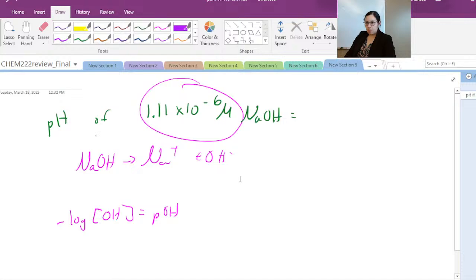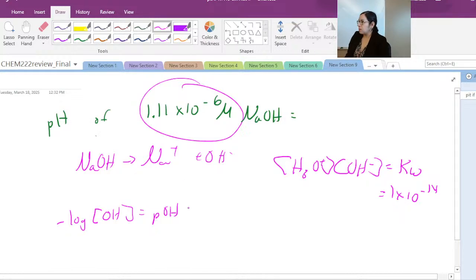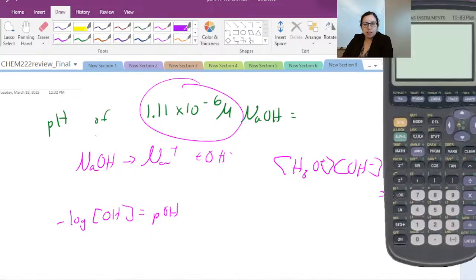Excellent. And right, you could have done other ways to get there because you could also plug this in for KW if you prefer that, right? Hydronium times hydroxide equals KW, which was just 1 times 10 to the negative 14. So same thing as this approach. That's the nice thing about the pH chapter. So let's just go this method. I think it's easier. Again, there's really no difference.